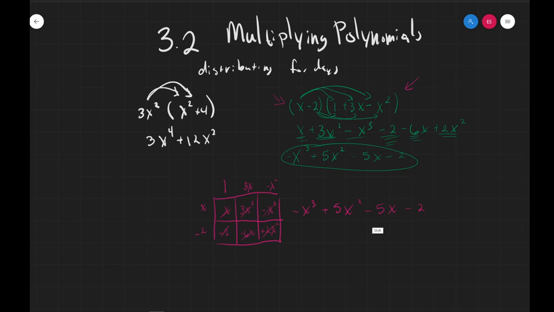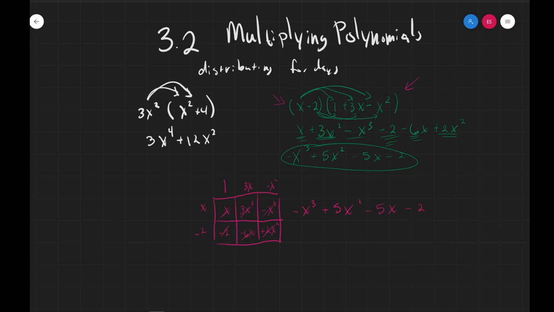The more terms you have in your parentheses means you have to do more multiplication problems to start off. So if you have 3 terms times 4 terms, you're going to have 12 total multiplication problems you need to do before you can actually write them down together. Okay?